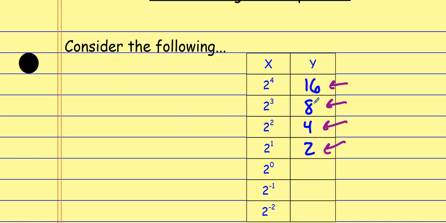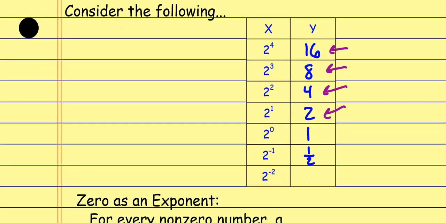16 divided by 2 is an 8. 8 divided by 2 is a 4. 4 divided by 2 is a 2. And if I continued that pattern, 2 divided by 2 is a 1. Continuing that pattern, 1 divided by 2 is a 1/2. Continuing that pattern, 1/2 divided by 2 is a 1/4. Okay? As we look at this, it gives us an idea of what zero and negative exponents do. And since we continued the pattern, this is actually accurate.